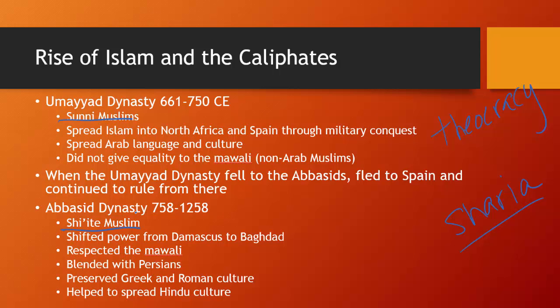Remember, the Umayyad dynasty is going to fall because of basically corruption. The Abbasids thought that they were focusing too much on frivolous, materialistic things. So as a result, they were overthrown. They fled to Spain and continued to rule from there. You could also talk about that. The Abbasid dynasty goes from 758 to 1258.